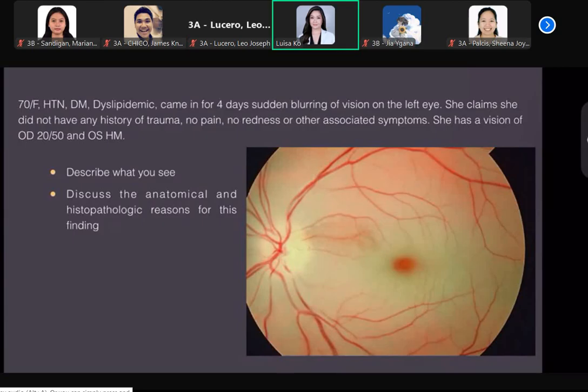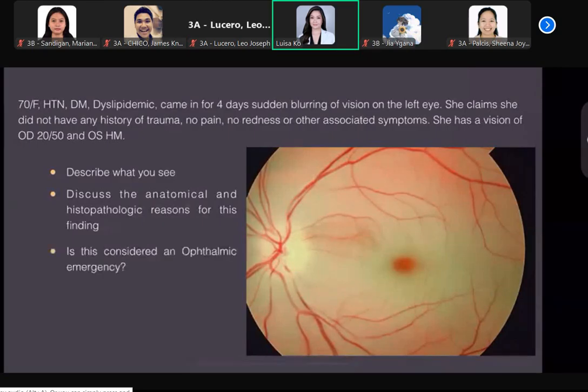So aside from that, you see the background flush, because when you have a central retinal artery occlusion, there's nothing wrong with the choroid. So the choroid is well vascularized. It's just that the rest of the retina, the anterior retina, becomes edematous and looks white because it's ischemic. You get it? So we can explain why there's a cherry red spot in CRAO.